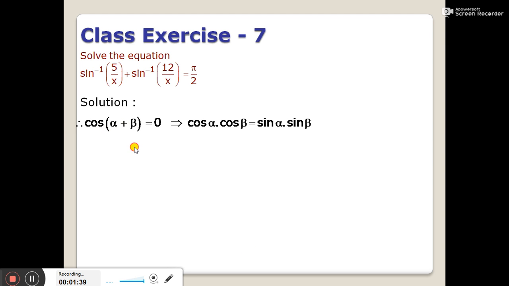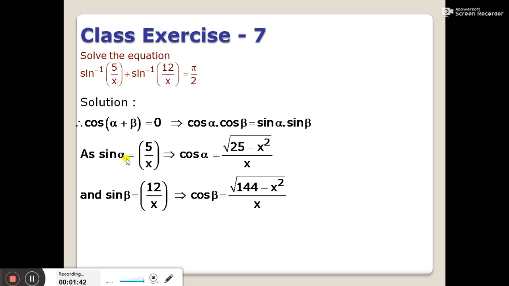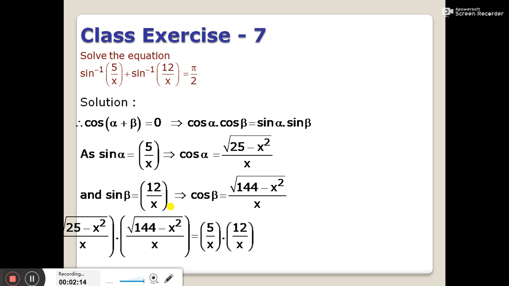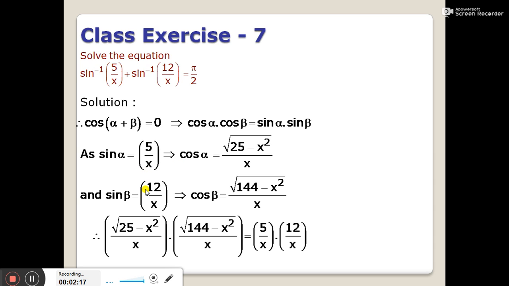As sin alpha is equal to 5 by x, this implies cos alpha is equal to root of 25 minus x square by x, and sin beta is equal to 12 by x, and therefore cos beta is equal to square root of 144 minus x square upon x. This can be found by using the formula cos A is equal to root of 1 minus sin square A. And now substitute these values of sin alpha, sin beta, cos alpha, cos beta in this identity.